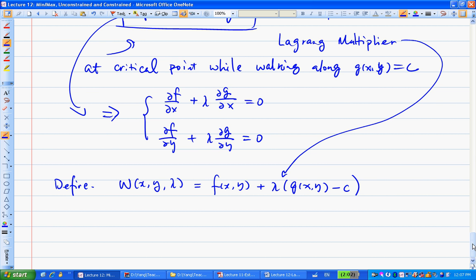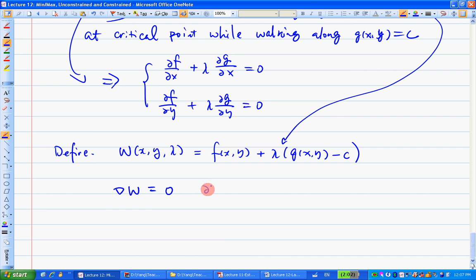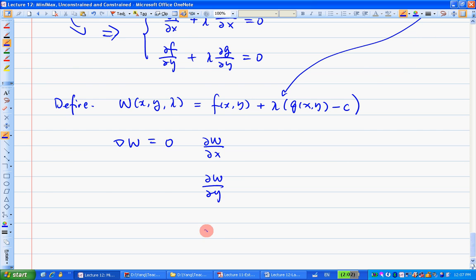The reason is because now if I ask you the question here, here's one function. Can you find the min or max of this function W? What would you do? Basically you let del W equal to 0. So let's see, if we let del W equal to 0, what would we get? Partial W over partial X is 0, partial W over partial Y is 0, and partial W over partial lambda is 0. So three things need to be 0.